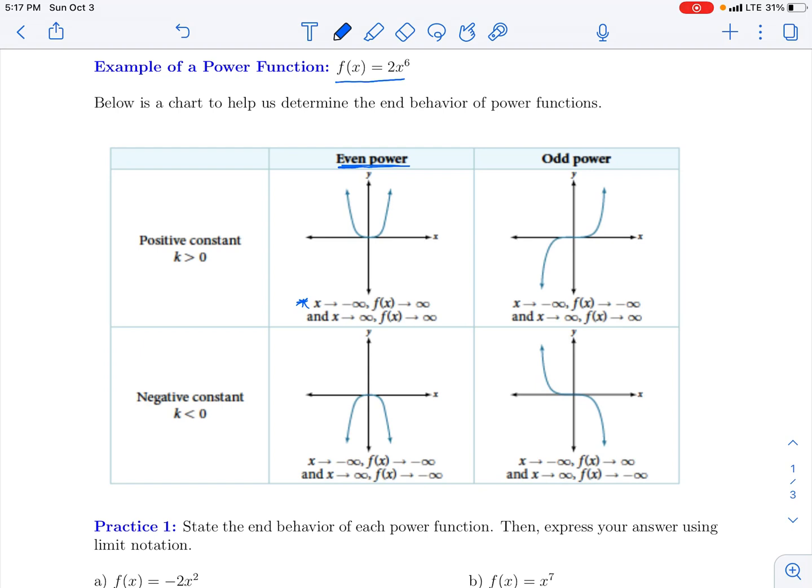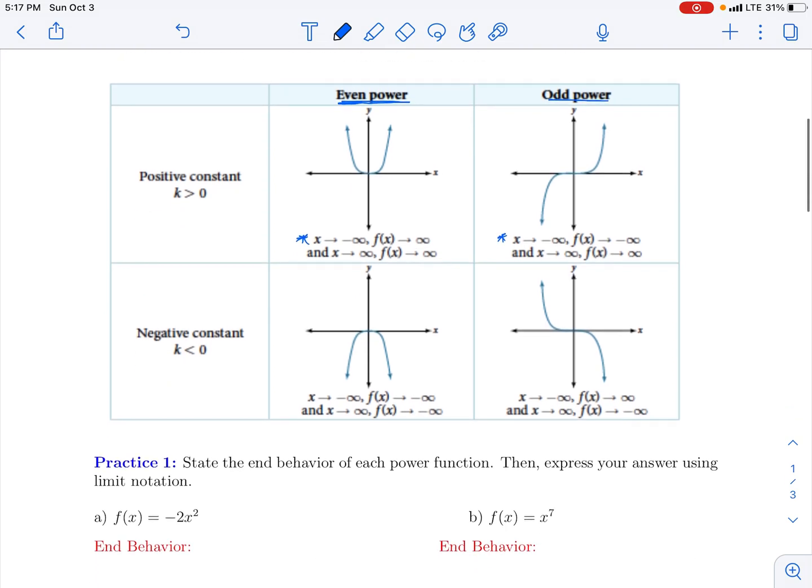Over here on the right, if we have an odd power, but the number in front of the x is positive, then we have this shape of the graph, and below it we have the end behavior. As x goes to negative infinity, f of x goes to negative infinity, and as x goes to positive infinity, f of x goes to positive infinity. Then on the second row, I give you the case when the number in front of the x is negative, and the shapes of the graphs for even and odd powers, and how that changes the end behavior.